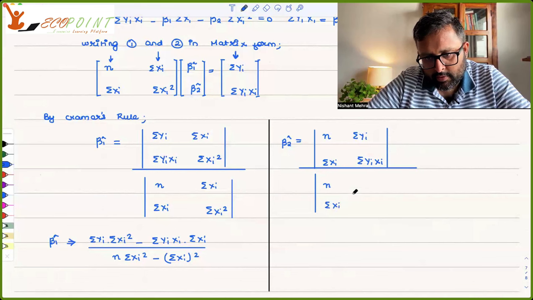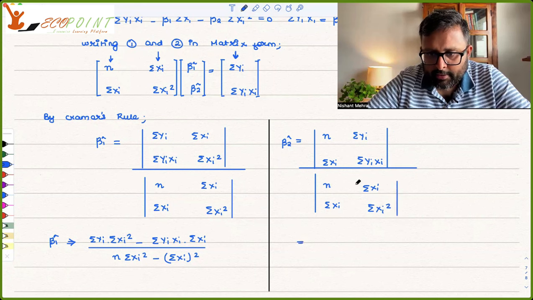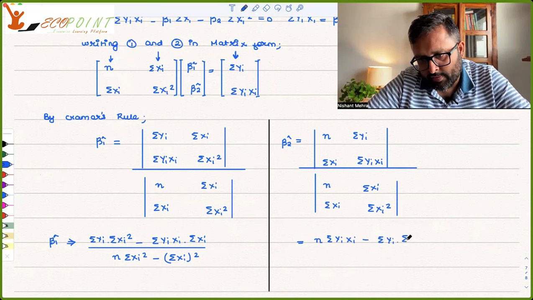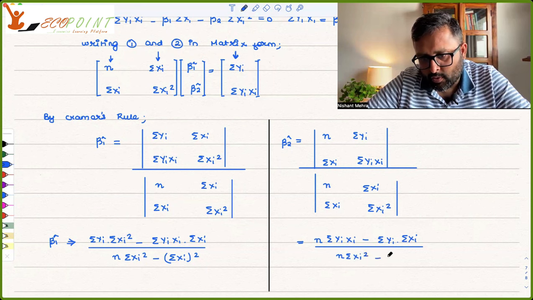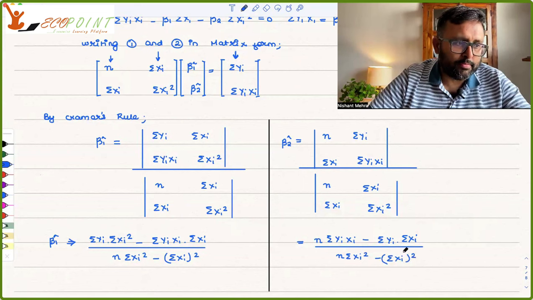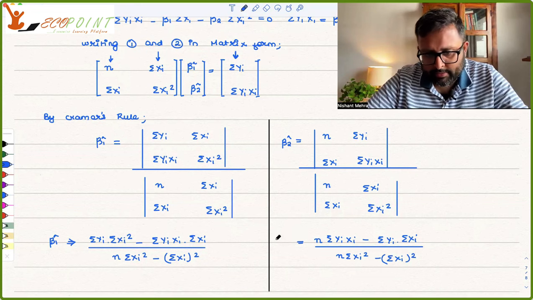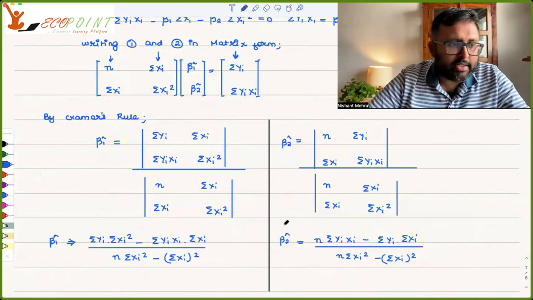Summation of xi, summation of xi square, and it becomes n summation of yi xi minus summation of yi summation of xi, whole upon n summation of xi square minus summation of xi whole square. That is what beta 2 hat is.